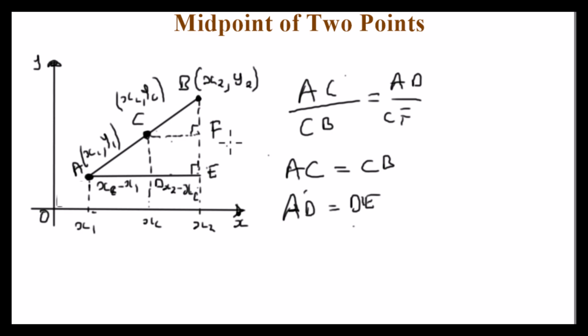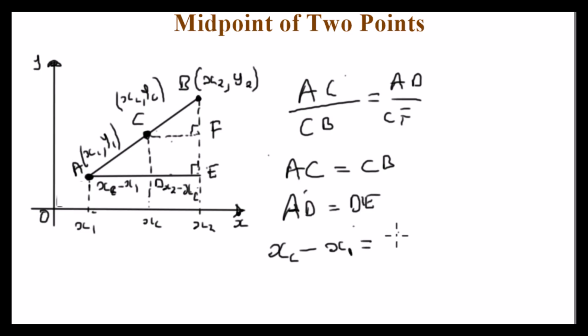And in order to find this midpoint, first of all, I have to look for the midpoint on X and also apply the same logic to look for the midpoint on Y. What do I mean? If AD is equal to DE, what is my AD? AD is simply XC minus X1. Okay? Now, what is my DE?